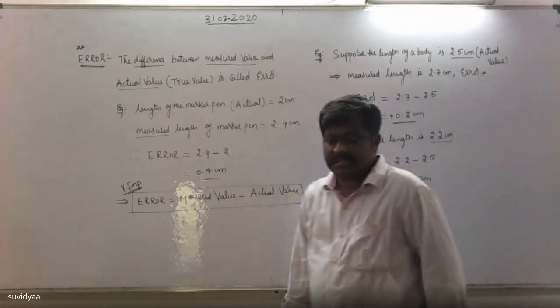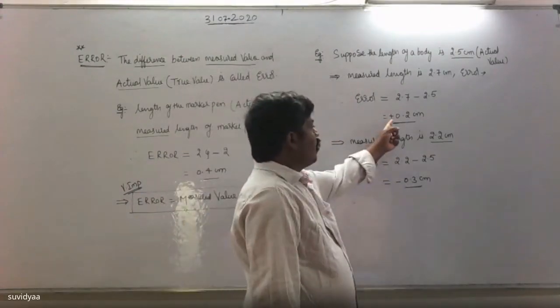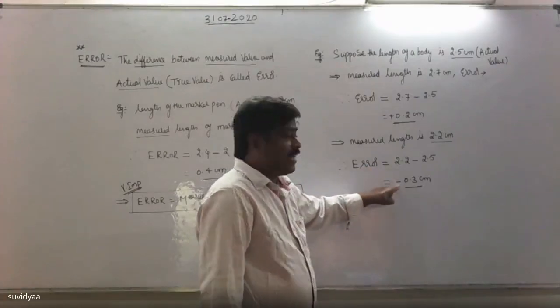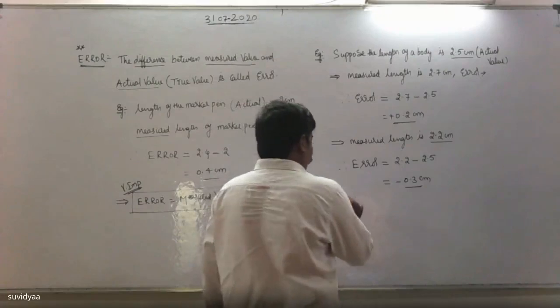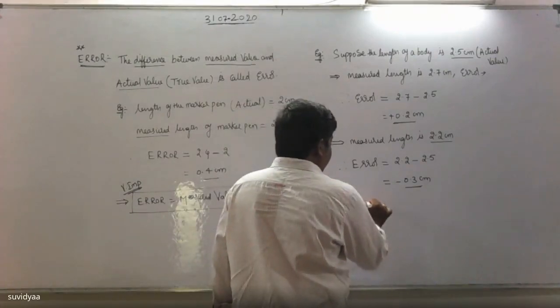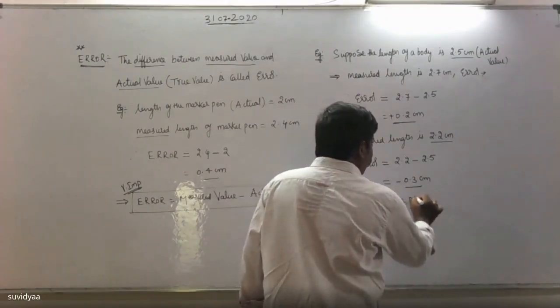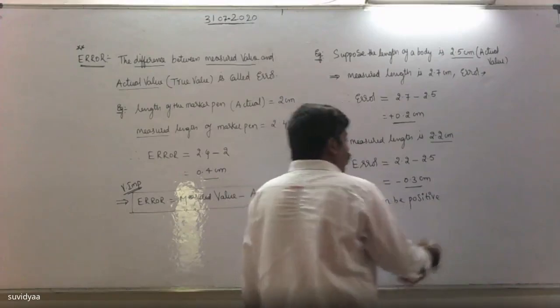Most important, now see all of you here. Here you got error positive. Here you got error negative. That means error can be positive or negative.